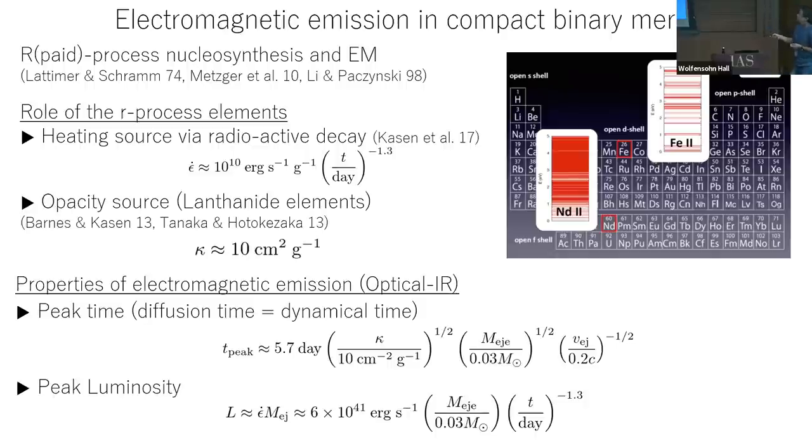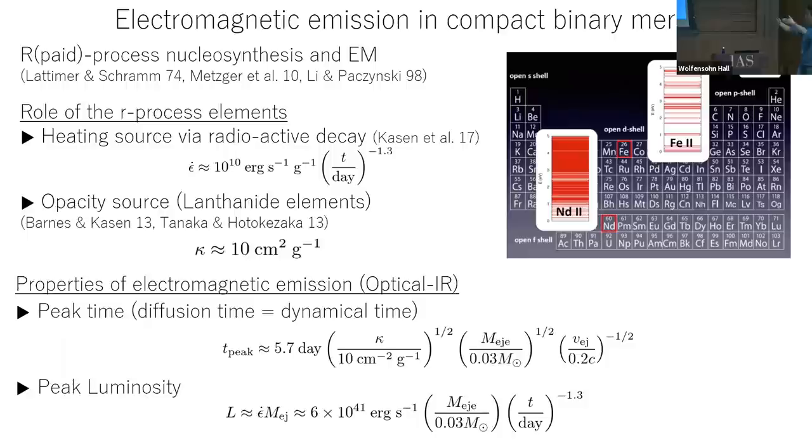The first one is a heating source by radioactive decay, and the other one is the opacity source if lanthanoid elements are produced. The opacity is 10 square centimeters per gram for a lanthanoid element, and this opacity is 100 times greater than the opacity for iron elements, because the energy excitation levels are much, much greater than those of iron elements.